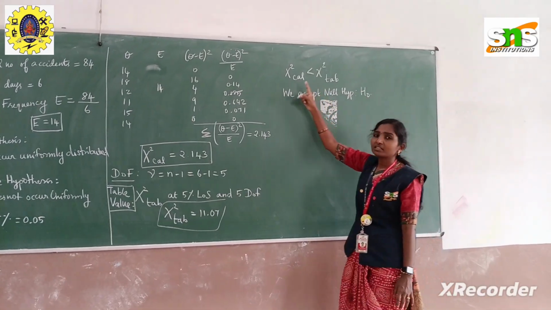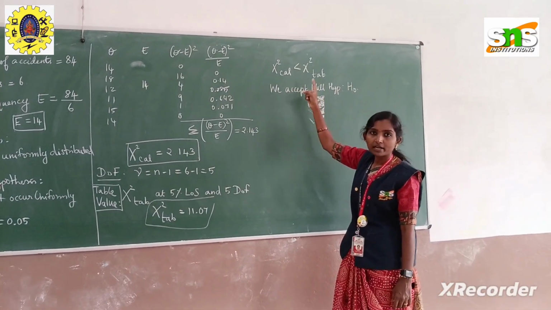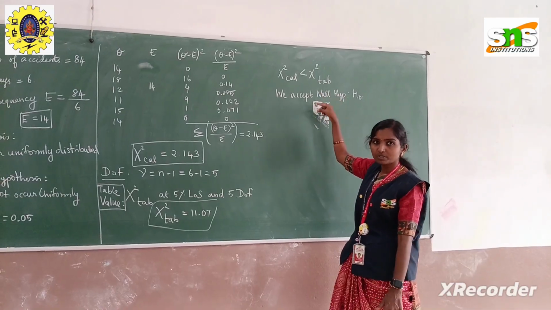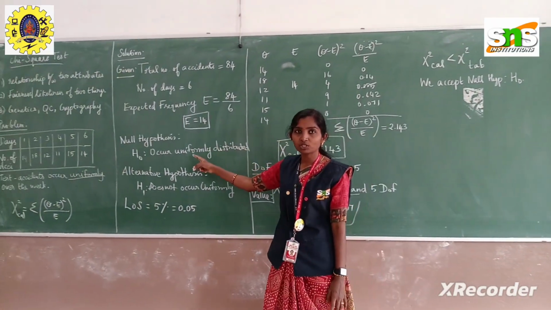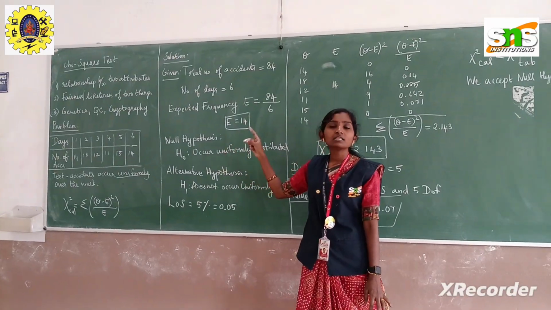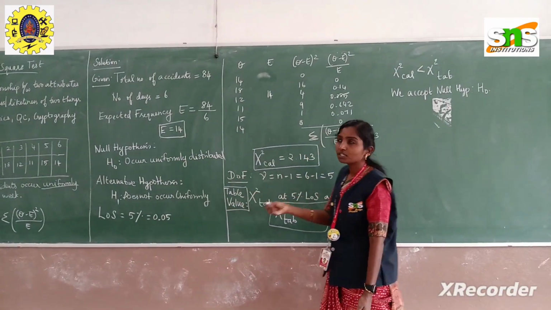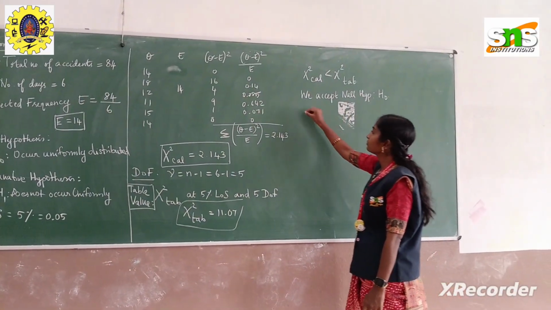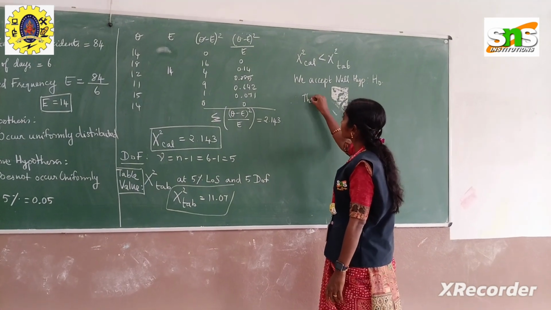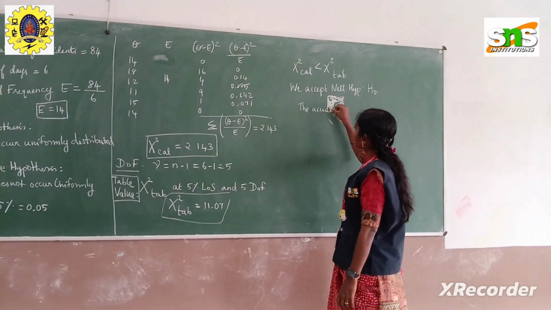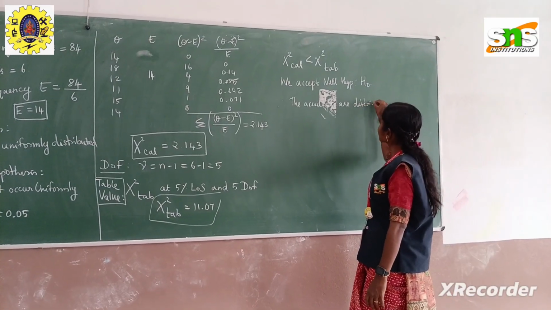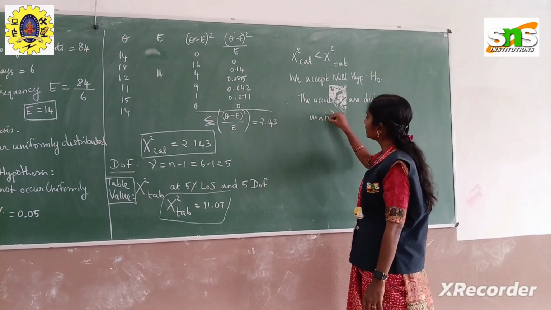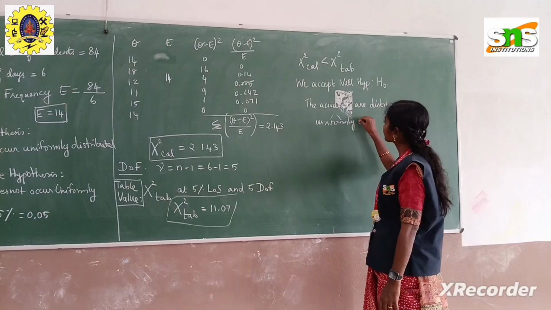So if the calculated value is less than the tabulated value, we can just accept the null hypothesis. Now coming to our null hypothesis, what is it? The accidents are distributed uniformly over the week is our null hypothesis. Therefore, our final result is that the accidents are distributed uniformly over the week is our conclusion.